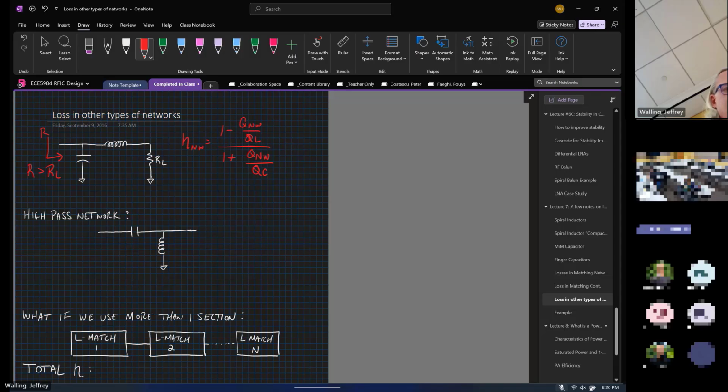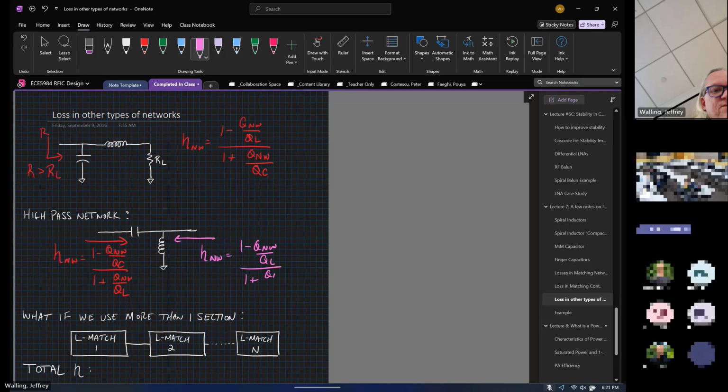All right, so if we work from this side, going in this direction, we can say that the efficiency of the network would be equal to 1 minus Q network over QC, divided by 1 plus Q network over QL. If we go from this side of the network, the efficiency of the network would be equal to 1 minus Q network over QL divided by 1 plus Q network over QC. I could have drawn the other two exactly the same way. Working from one direction, you're going to have one efficiency. Working from the other direction, you're going to have the other efficiency.